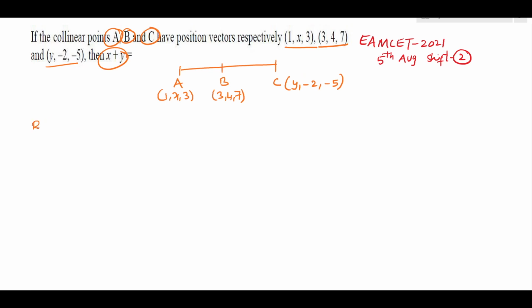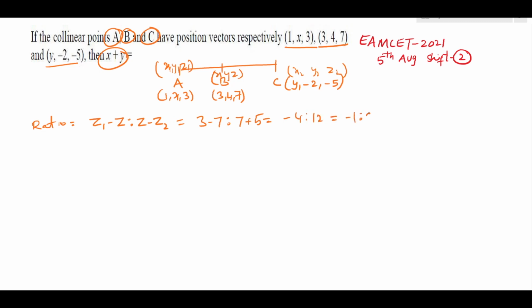That is, the ratio is z1 minus z is to z minus z2. This is first point A, x1 y1 z1, and the B point is x y z, this is x2 y2 z2. That is, 3 minus 7 is to 7 plus 5, that is equal to minus 4 is to 12, that is equal to minus 1 is to 3. That means the point B divides AC in the ratio 1 is to 3 externally.